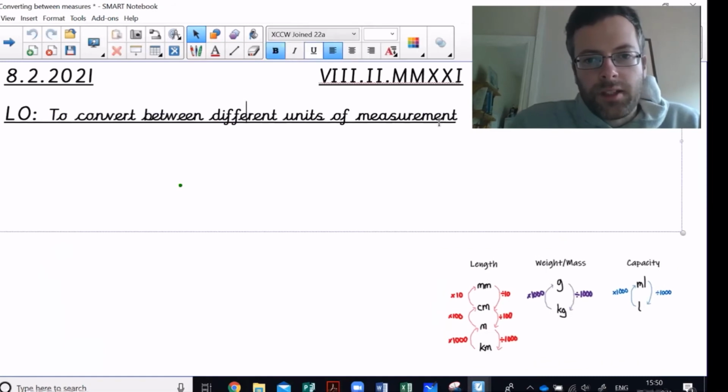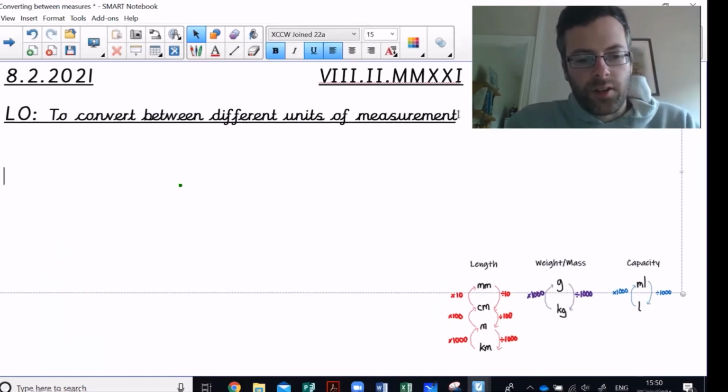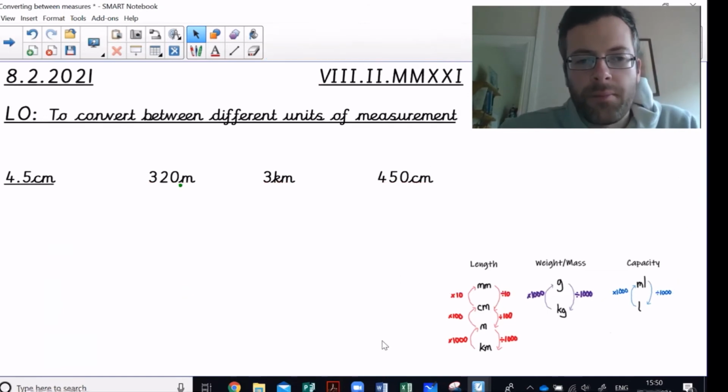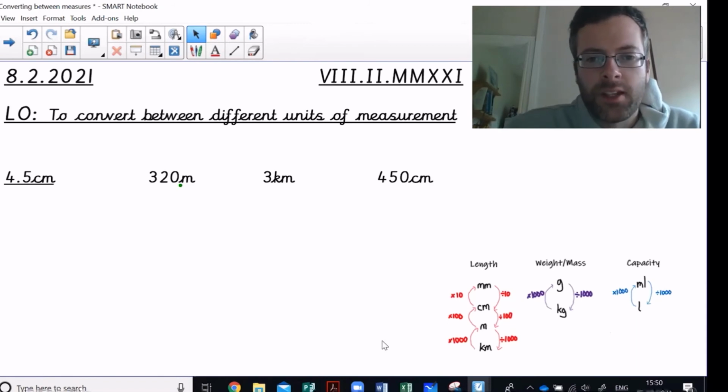And you might be asked something like to put these in order. So you've got 4.5 centimetres, 320 metres, 3 kilometres, and 450 centimetres. Okay? Now it's really difficult to compare them when they're all written in different units. So my advice would be to start putting them in the same units.